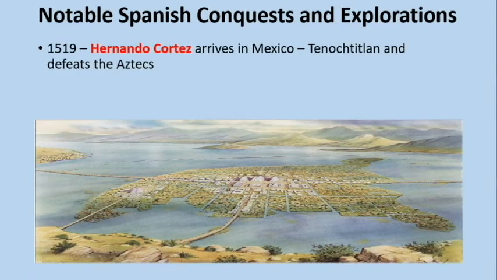So, Spanish colonies in North America, how do they get started? Well, some of the notable Spanish conquests: Hernando Cortez arriving in Mexico at the city of Tenochtitlan, defeating the Aztecs. There's a lot of stuff to be said there, a lot of cool things to talk about the Aztecs, but you probably already know that if you're here already. And if you don't, you're probably behind and you probably need to read up on them. It's a really good story. It'll definitely keep you up at night.